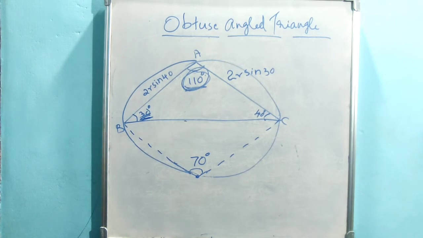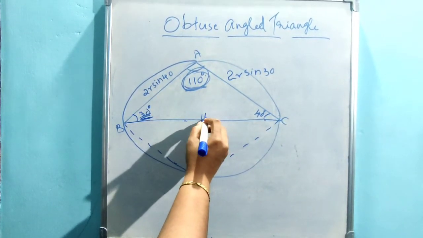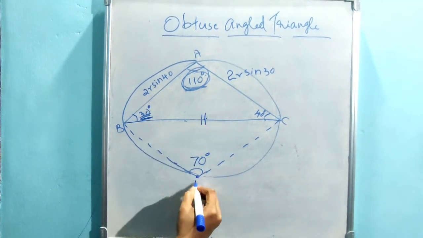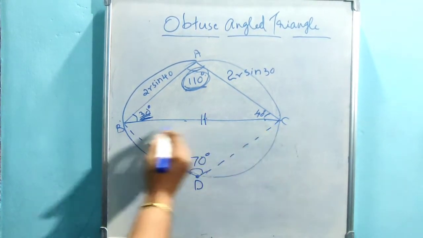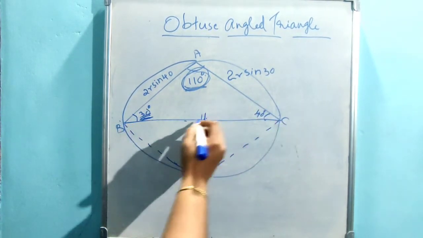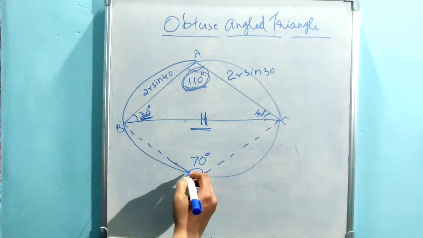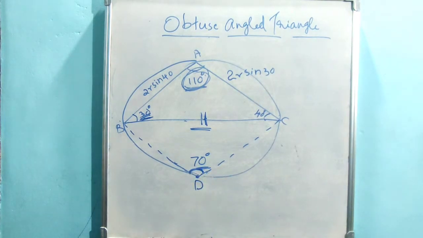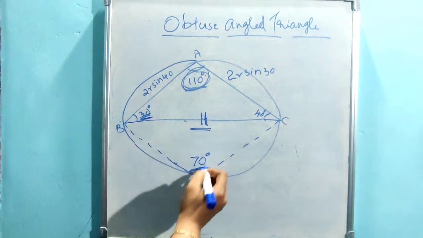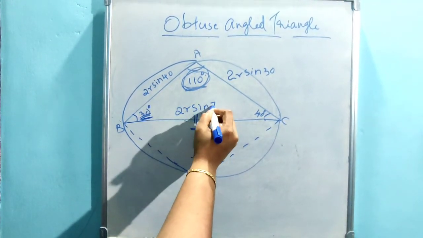Now see here, if we consider this triangle ABC, we need this side BC, and this BC is also a side of this triangle BDC, right? For both the triangles, the side BC is a common side. So now we have this angle less than 90 degree. So we can find this length as 2r sine 70, right?